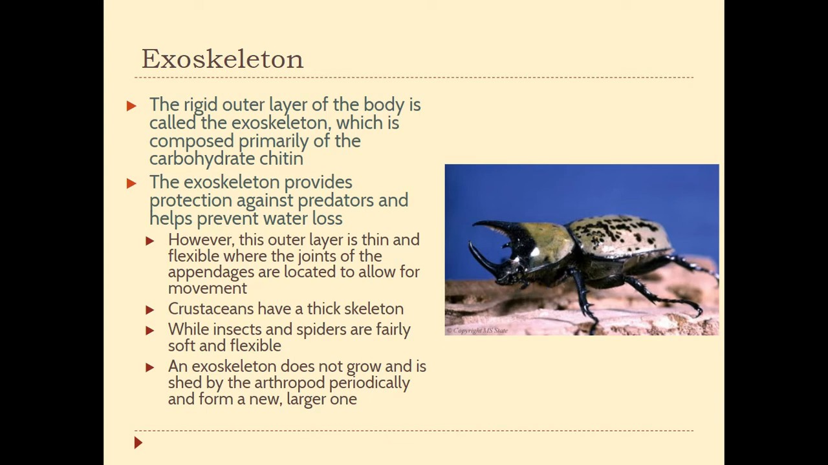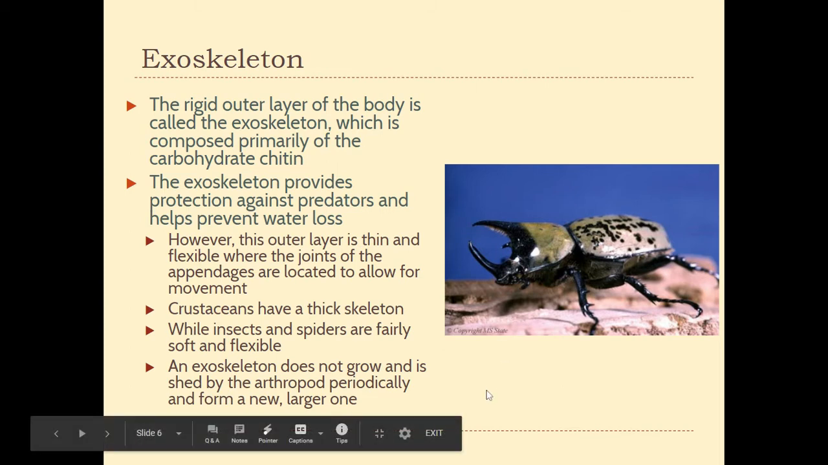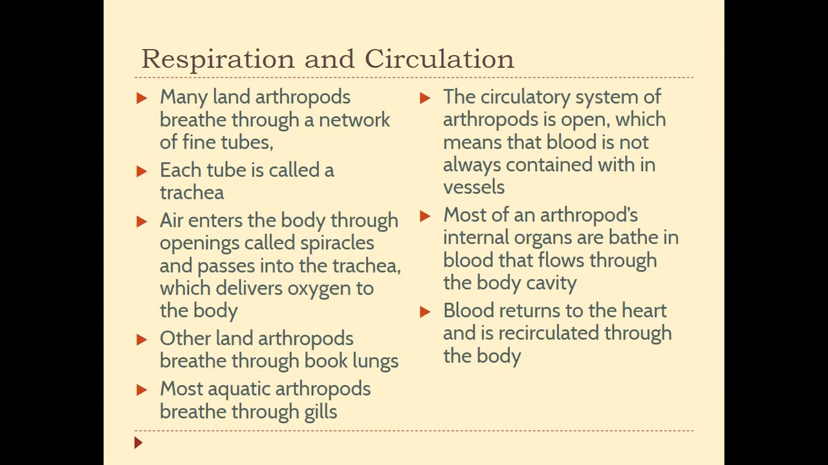And so the type determines the thickness of its exoskeleton, but none of them have an endoskeleton, and none of them have a hydroskeleton, such as in our Cnidarians, who have hydroskeletons. They all have an exoskeleton, and again, they do have to periodically molt that exoskeleton to grow a new one. So for the respiratory and circulatory system, many land arthropods will breathe through a network of fine tubes.